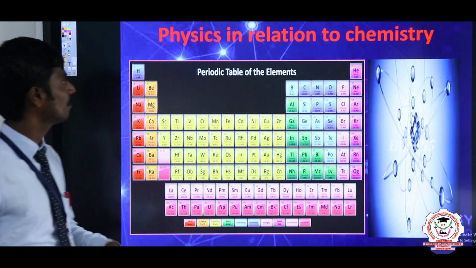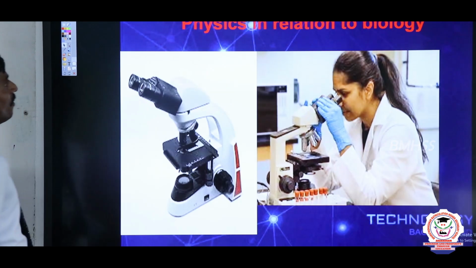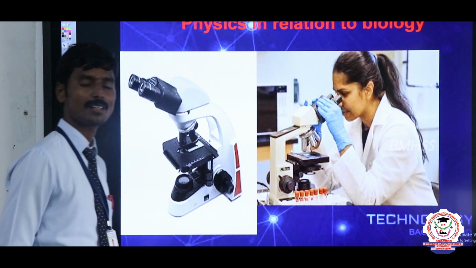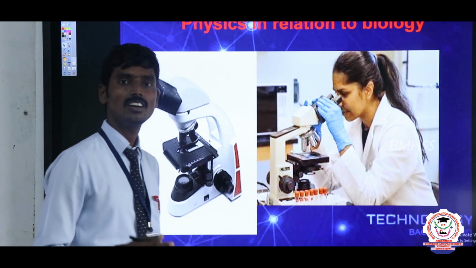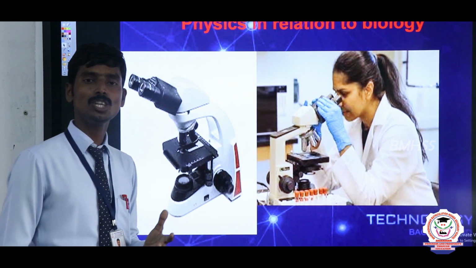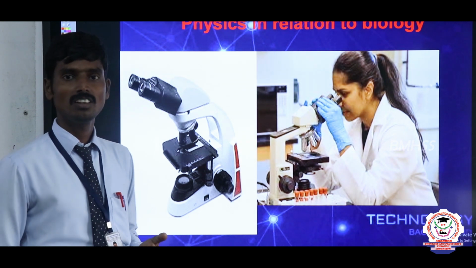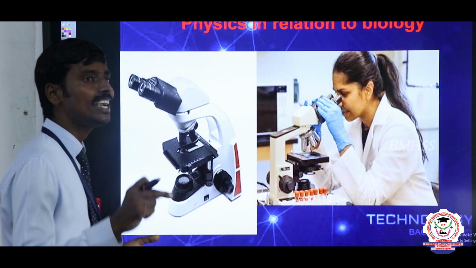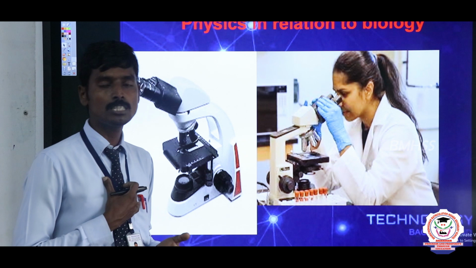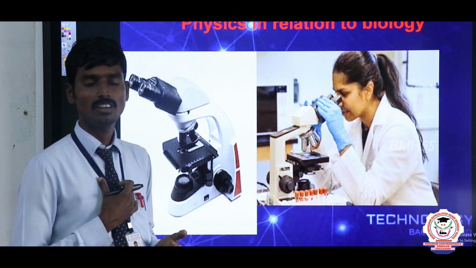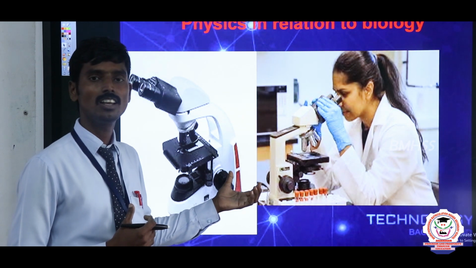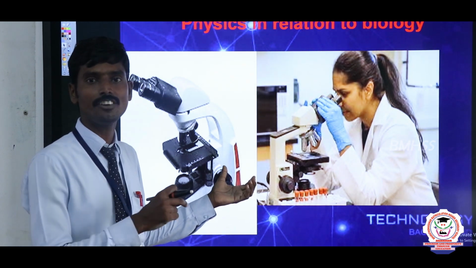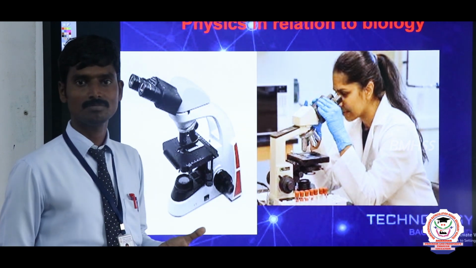See, next one is physics in relation to biology. See, biological studies are impossible without microscope. The microscope is designed in our physics principle only. With this microscope, it is able to see clearly the internal structure of human cell and animal cell.